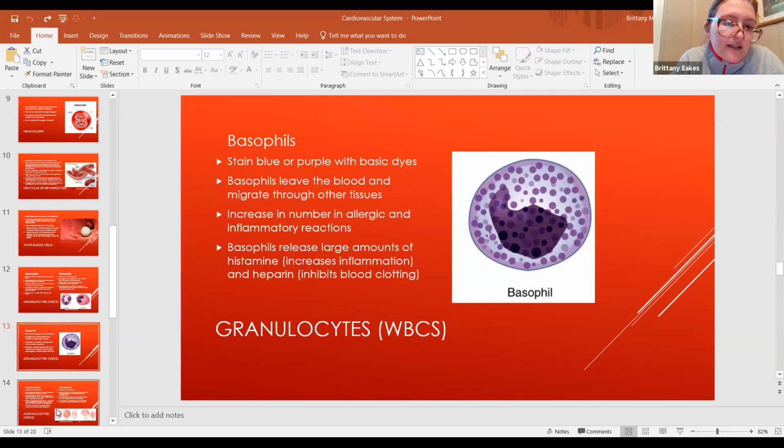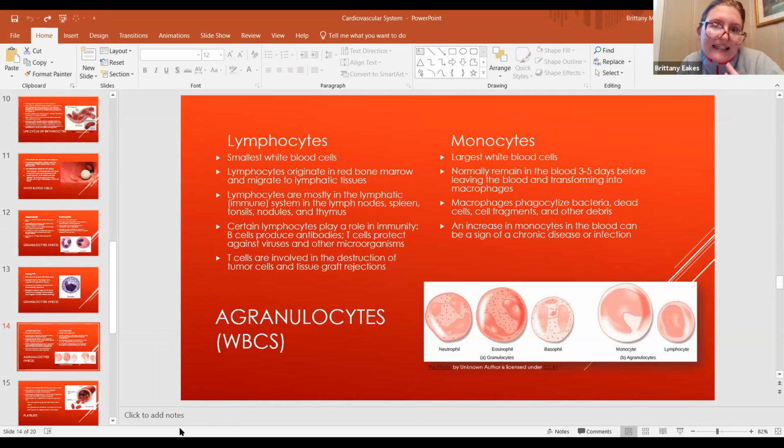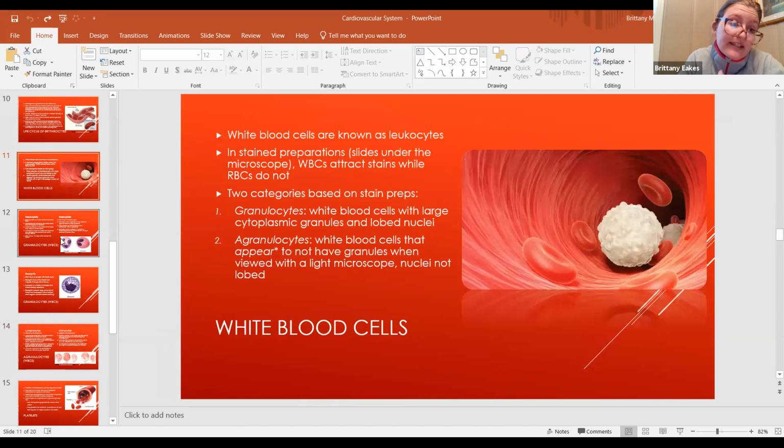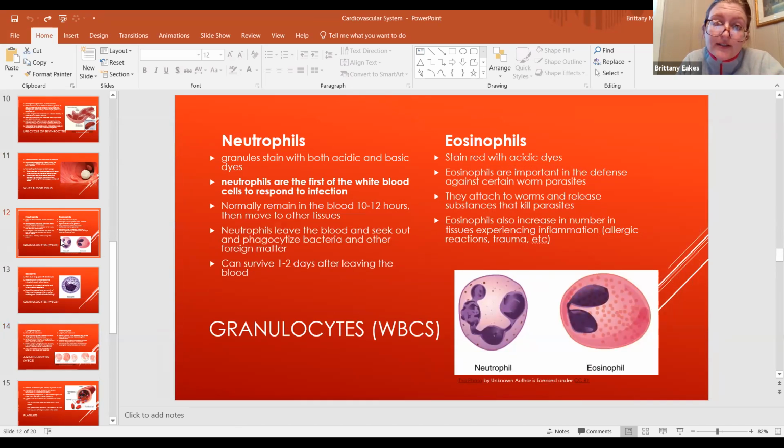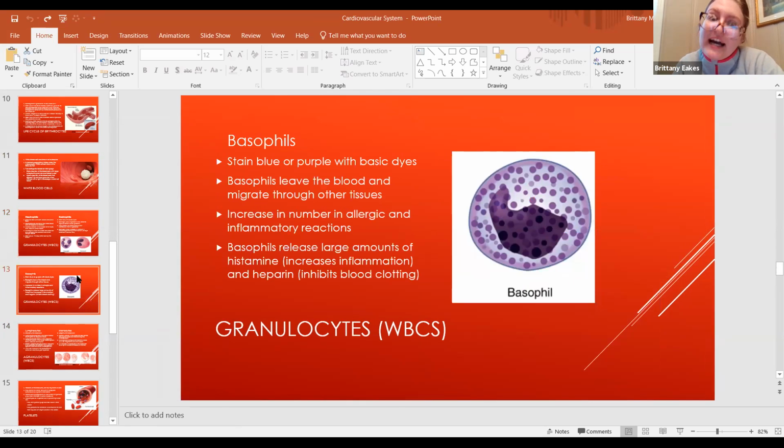Okay. So let's talk about the last 2 white blood cells. So the white blood cells, there's 5 different types of white blood cells. There are your neutrophils, which are the first of the white blood cells to respond to infection. The eosinophils, which are important in the defense against worm parasites. Yeah, we have a specific function for that. And then we have basophils, which will release histamine and heparin at the site of infection or trauma.